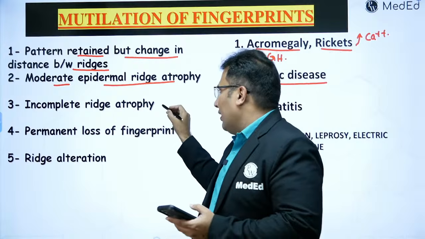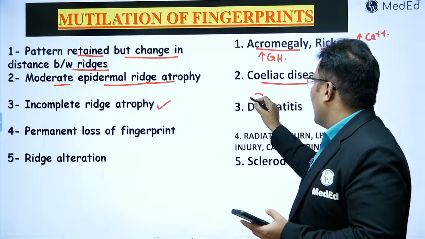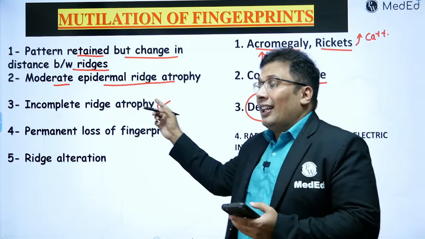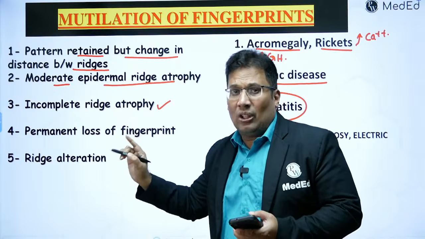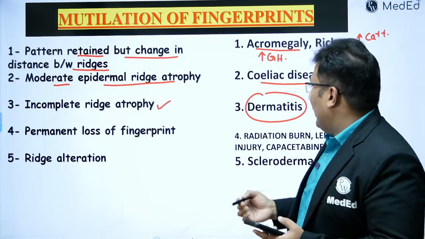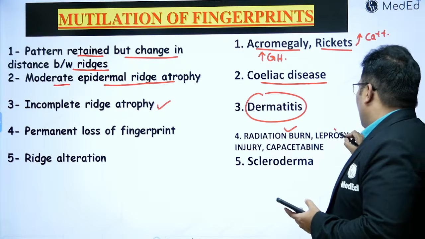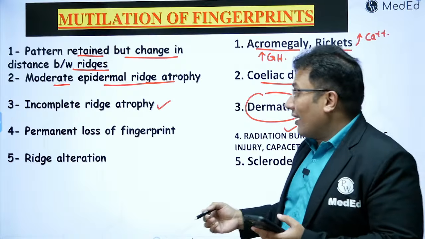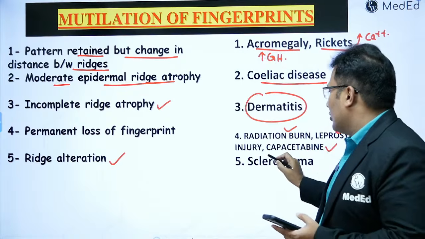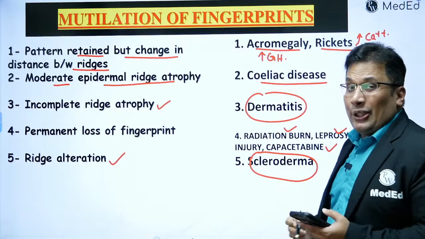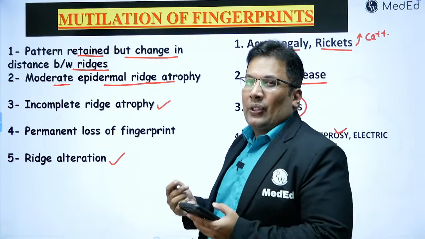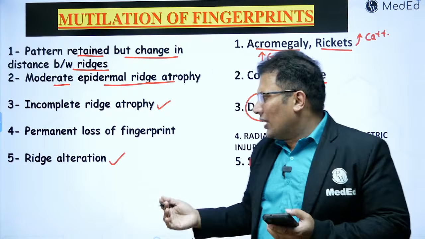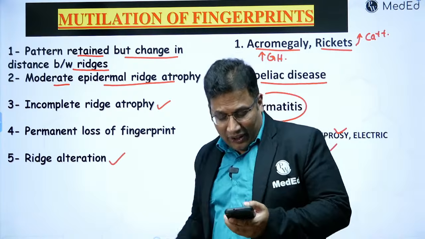Then incomplete ridge atrophy, dermatitis. In any condition of dermatitis, there can be ridge atrophy, but incomplete, not the complete. Permanent loss, as I said, radiation, leprosy, electric injury, capecitabine. Ridge alteration occurs in case of scleroderma, especially in case of systemic scleroderma. As you know, scleroderma can be of 2 types, localized and systemic. So in both the conditions, there can be ridge alteration.